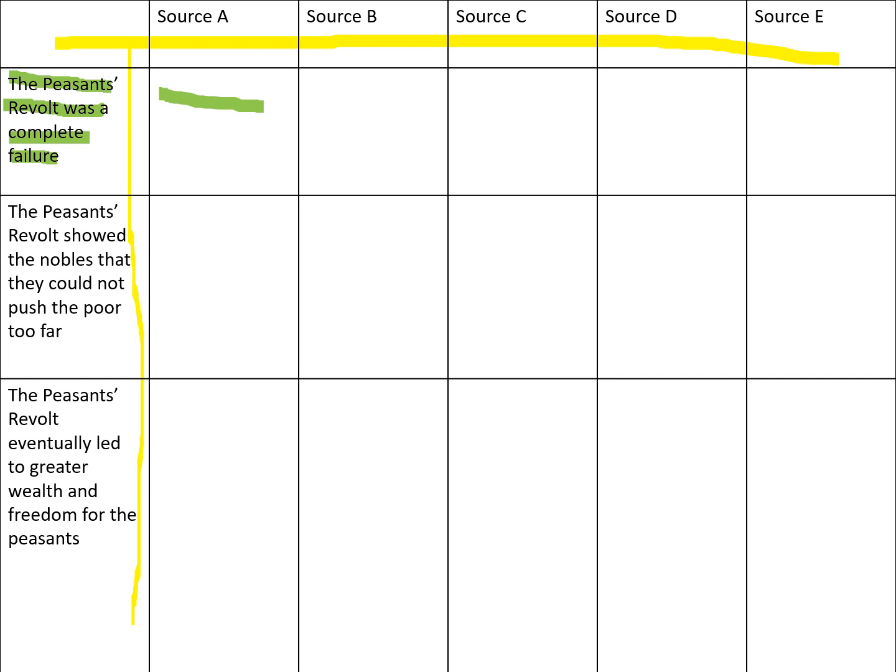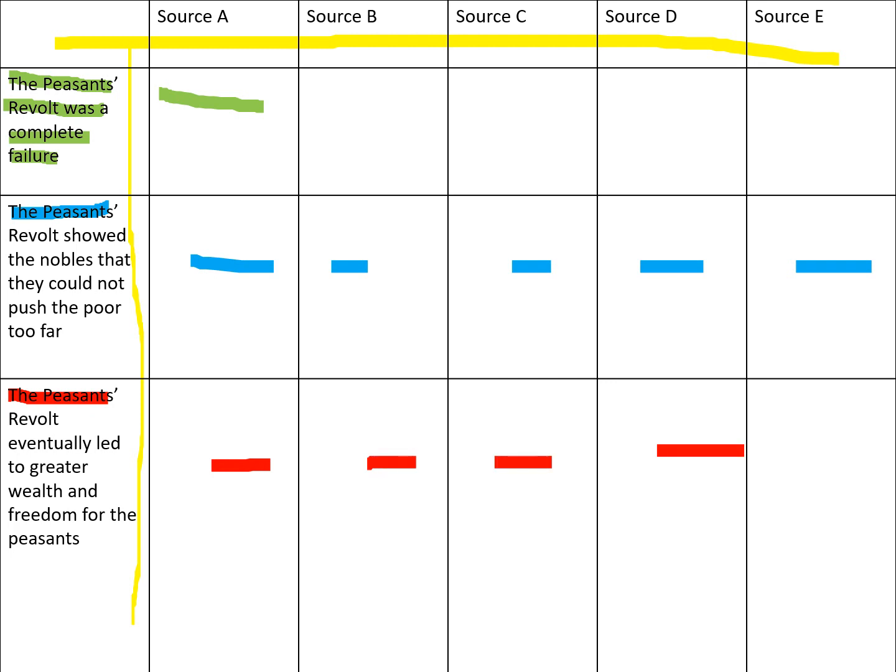Number 2: the Peasants Revolt showed the nobles that they could not push the poor too far anymore, because the Peasants Revolt shows that peasants will stand up for themselves now. And if you can find evidence to support this idea, you'll place it in these boxes. And finally, the last one: the Peasants Revolt led eventually to greater wealth and freedom for the peasants. So if you can find evidence to support that statement, you'll place it in these boxes.